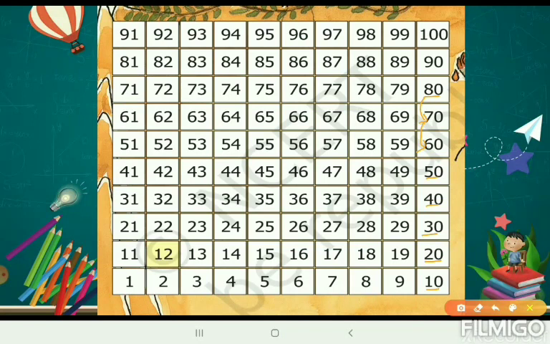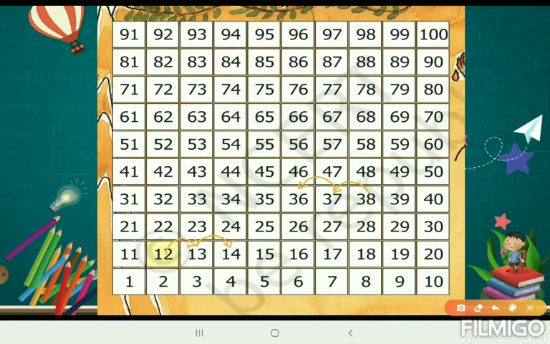Then one more thing is one step right. When we start from any number, suppose from 12, and we go one step to the right, you go to a higher number, that is, it is one more. When you go one step to the right, it is always one more than the previous number, and when you go one step to the left, it is less by one number. You are subtracting one. So one step to the right is more by one, and one step to the left is less by one.